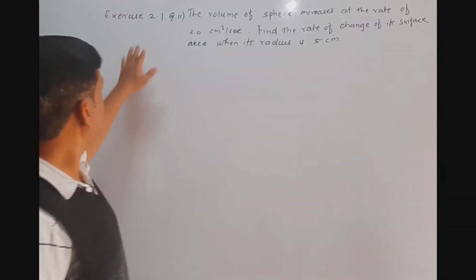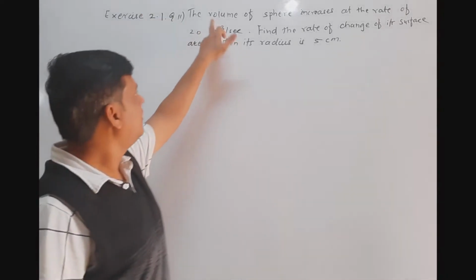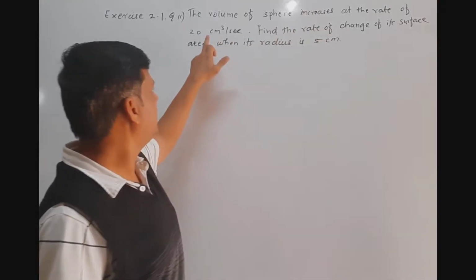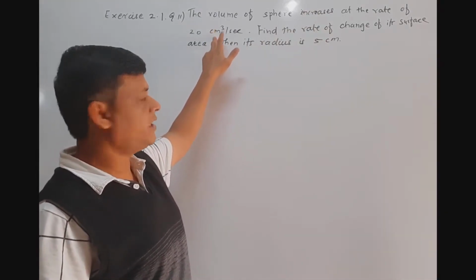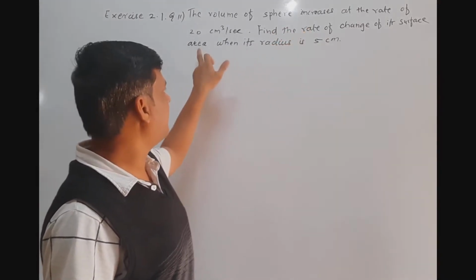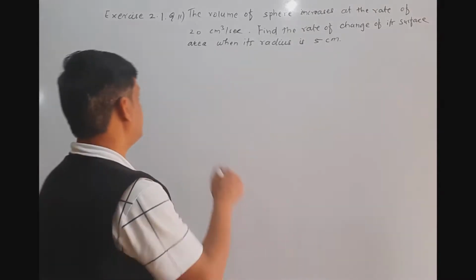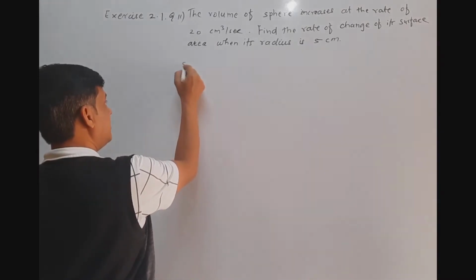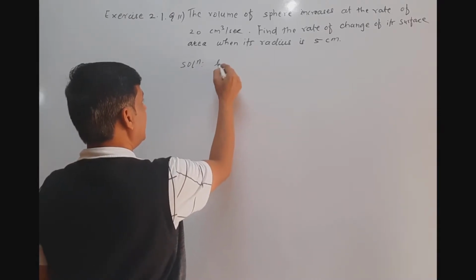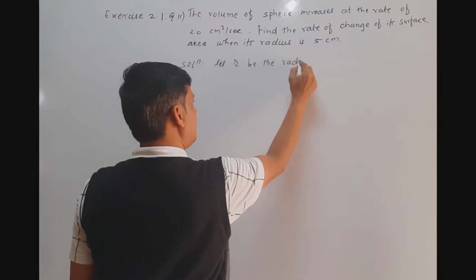Now see question number 11 from exercise 2.1. The volume of a sphere increases at the rate of 20 cubic centimeter per second. Find the rate of change of its surface area when its radius is 5 centimeter. So first we consider a sphere of radius r. Let r be the radius of the sphere.